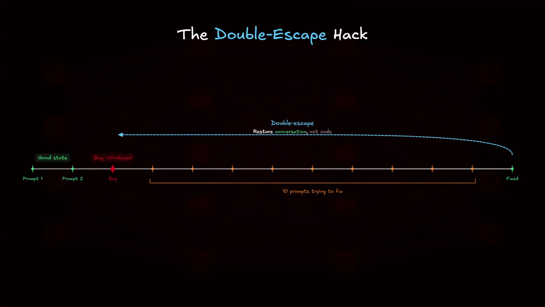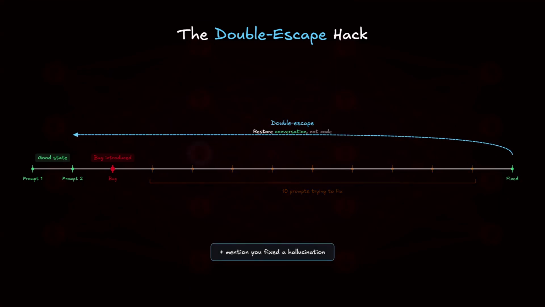But what you can do instead is simply double press escape, go back to the part of the conversation before the bug was introduced, where you were about to prompt the model to ask about the bug, and then restore only the conversation and not the code. And then you can also mention that you fixed a hallucination that the model came up with. This gives you an opportunity to fix the bug and also not rot your context. And the model will act like nothing ever happened, because in its mind, nothing ever did.